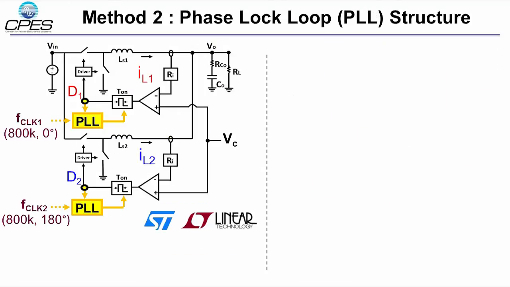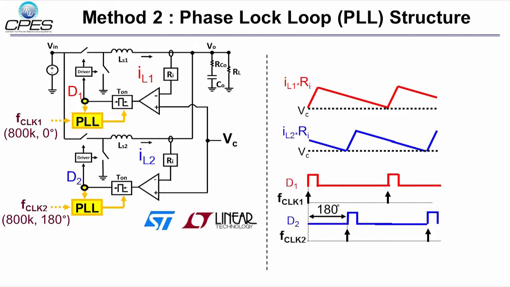To overcome the limitation of the first method, the phase lock loop structure has been proposed. To remain at 800 kHz switching in a wide duty cycle range, the phase lock loop adjusts the on-time of each phase to track a fixed frequency clock signal, F clock 1 and F clock 2. And then the interleaving is achieved by phase shifting the two fixed frequency clocks by 180 degrees. The modulation of D1 and D2 is determined by the intersection between the individual inductor current and the control voltage.